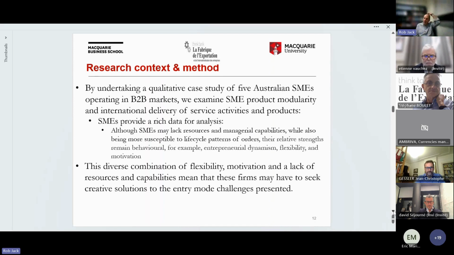And the aim of the research was to really look at, firstly, how do these firms define their products? Do they adopt the idea of product modality when they define their products? And does this breakdown or definition of their product factor into the way that they internationalize?